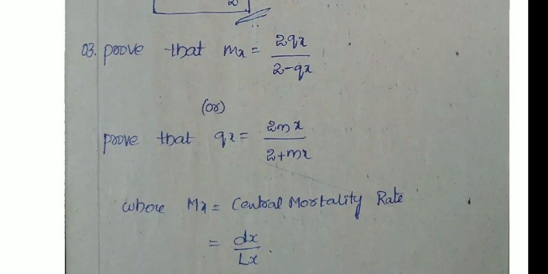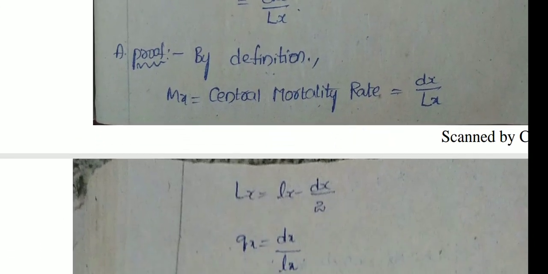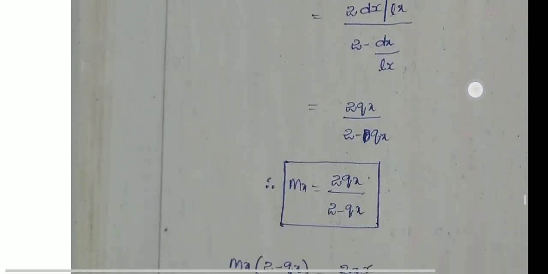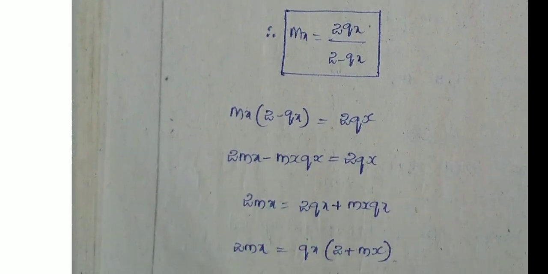Now we prove another one: m_x is equal to 2q_x by 2 minus q_x, or q_x is equal to 2m_x by 2 plus m_x. As you know, m_x is the central mortality rate, dx by capital Lx. By definition, m_x is equal to dx by capital Lx, but capital Lx, you know, is lx minus dx by 2, and q_x is equal to dx by lx. Substitute that one and simplify, and we will get the answer like this, 2q_x by 2 minus q_x, and cross multiplying, we will get q_x is equal to 2m_x by 2 plus m_x.